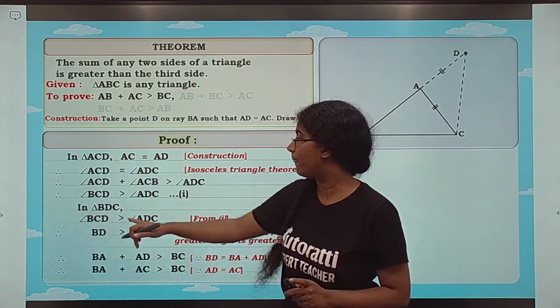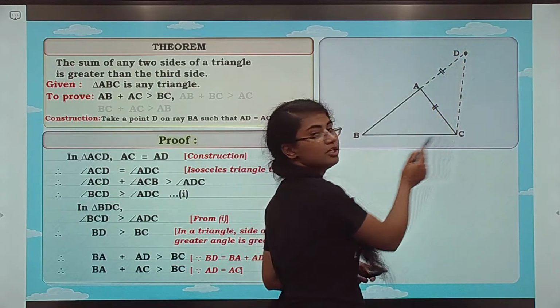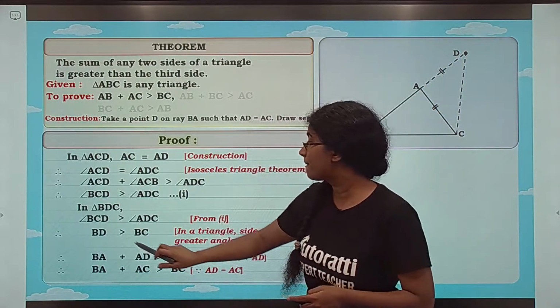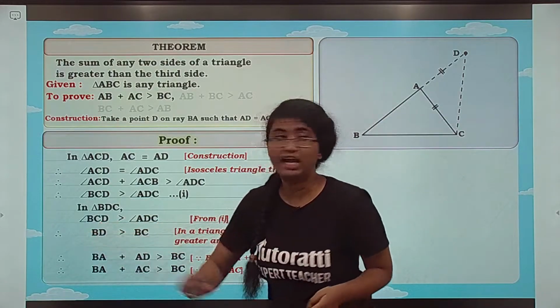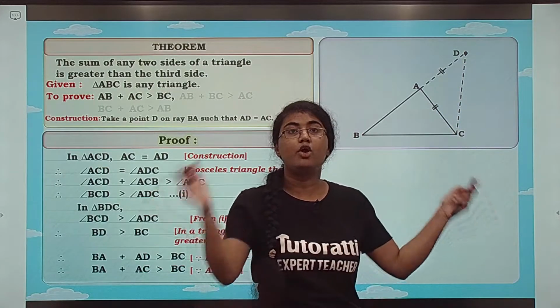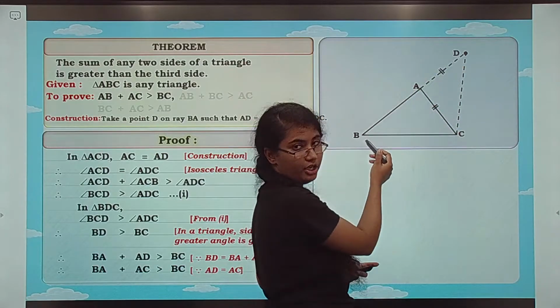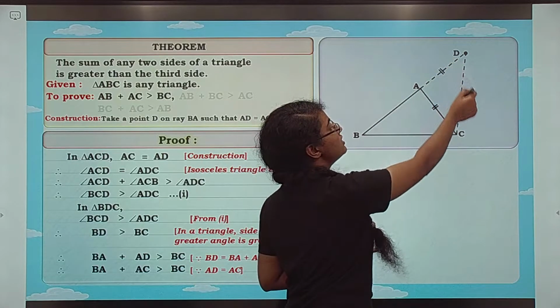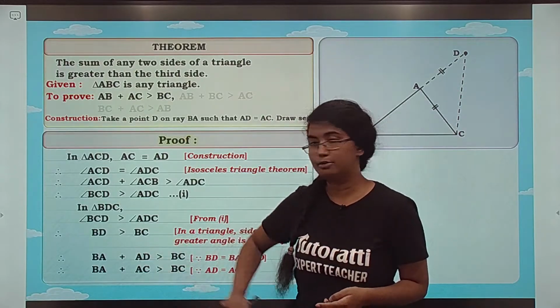Keep this aside. Come to triangle BDC. What happens here? BD is greater than BC. Why? Because we have proven that this entire angle is greater than this angle. So the side opposite to them will be greater as well. So the side opposite to this is BD, which is greater than the side opposite to this, which is BC. Okay? ये हुआ established. ठीक है?